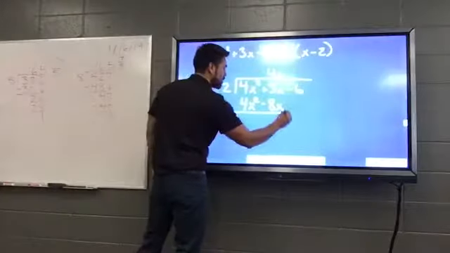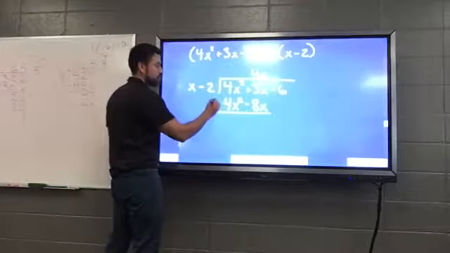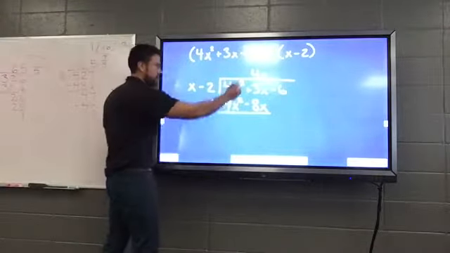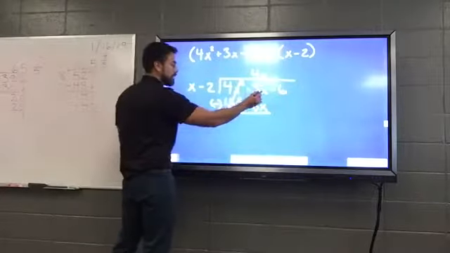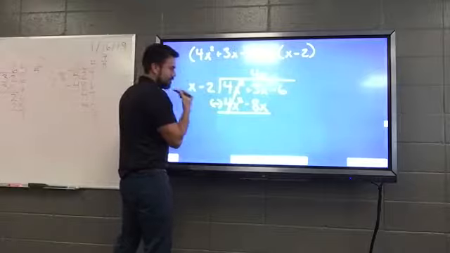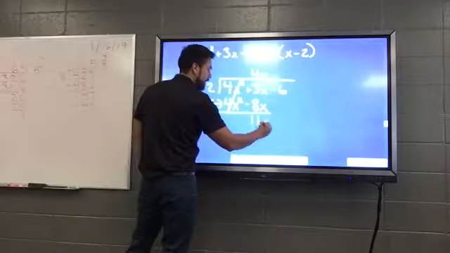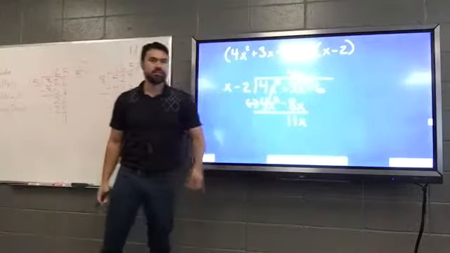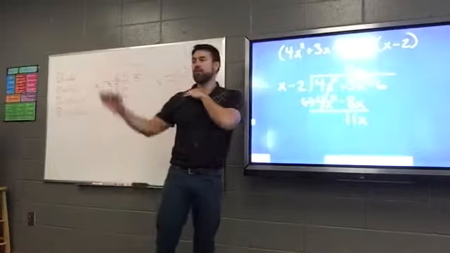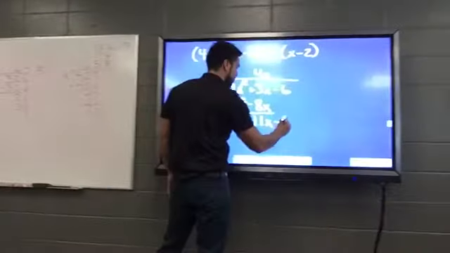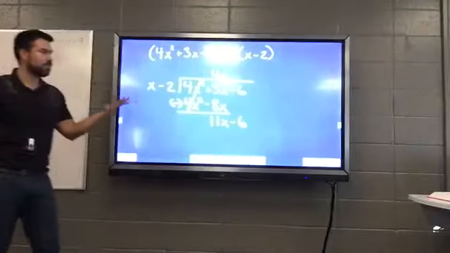All right. Third step. Subtract. What's 4x squared minus 4x squared? Canceled out. What's 3x minus negative 8x? 11x, because you did 3 plus 8. So that's 11x. Fourth step, bring down. Bring down the negative 6. You're done with the fourth step.